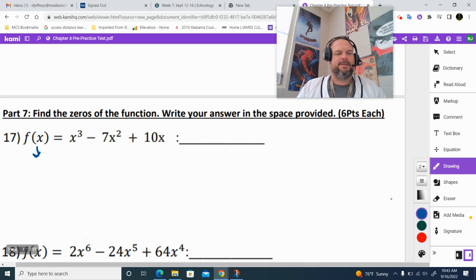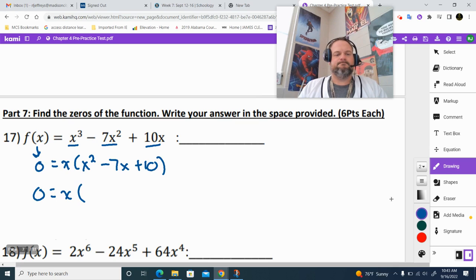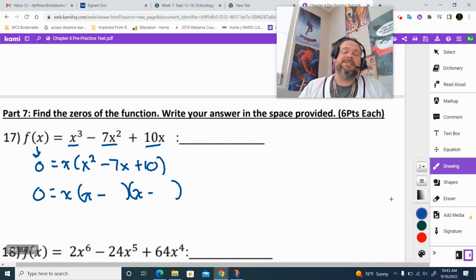All right. This would go to 0. I would go ahead and start factoring. This positive tells us these signs are the same. The negative in front of the 7 tells us they're both negative. Now, what are the factors of 10 that combine to give you 7? Yes, 5 and 2.